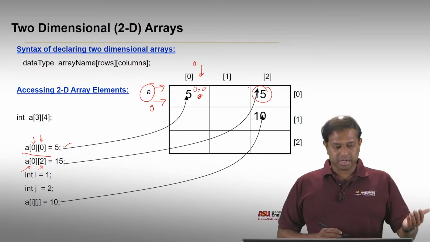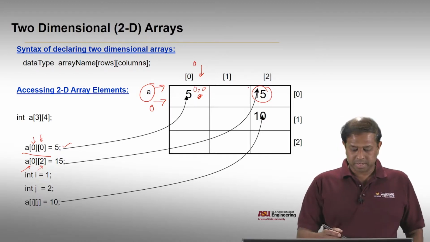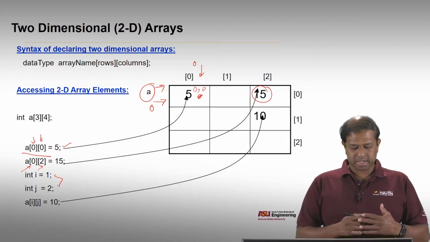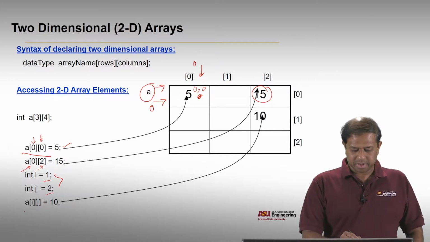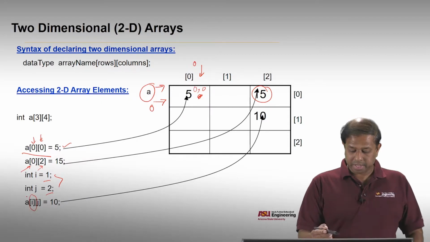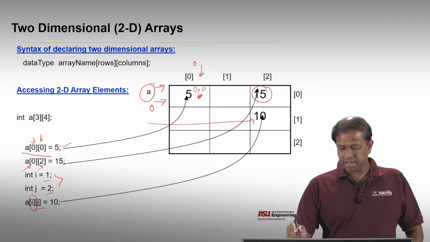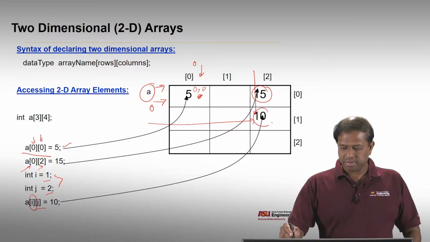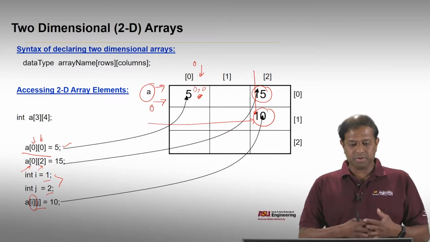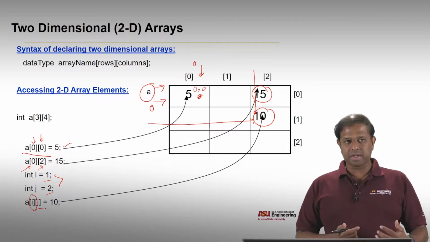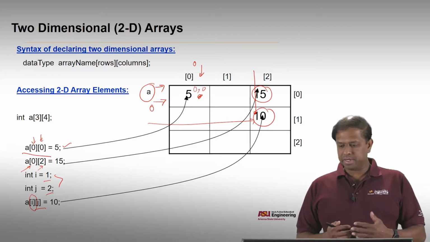Likewise, when you want to use variables to represent these row and column numbers, we can certainly do that. Let's say i is representing the row and j is representing the column. If I set i to 1 and j to 2, this essentially says I am storing some value in the second row and the third column. So 10 will be stored here. Therefore, when accessing two-dimensional arrays, we can use two variables to represent rows and columns. With that, we can write a nested for loop to read data into a two-dimensional array or display data stored in it.